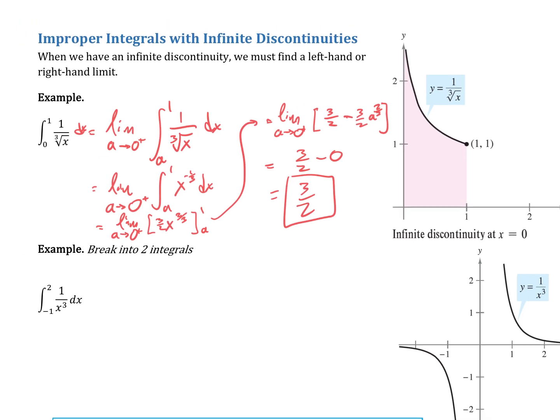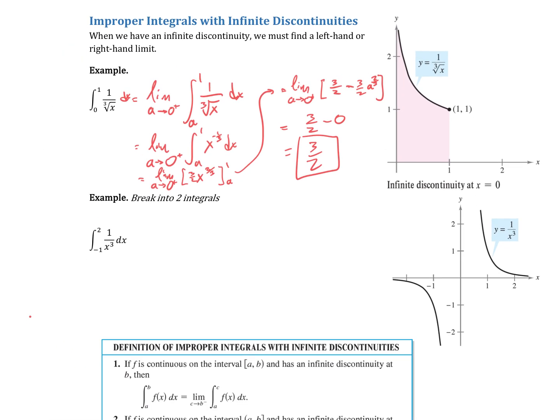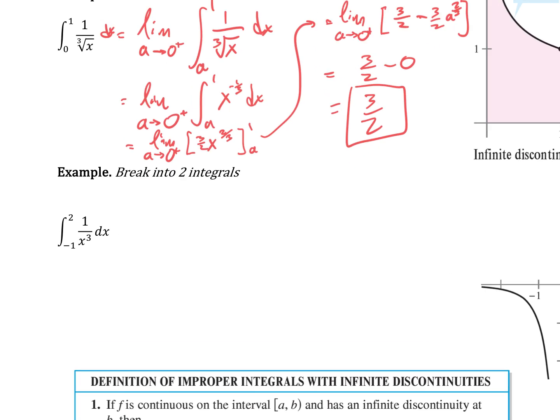You can always estimate it here. Let's make this a trapezoid. This has an area of 1, and this triangle right here has an area of a half, and so this little swoop has an area of a half. Sure. So remember, you can always go back and estimate to see if you're on the right track. Well, what if we have a vertical asymptote in the middle? We have to break it up into 2 integrals. So let's try that real quickly.